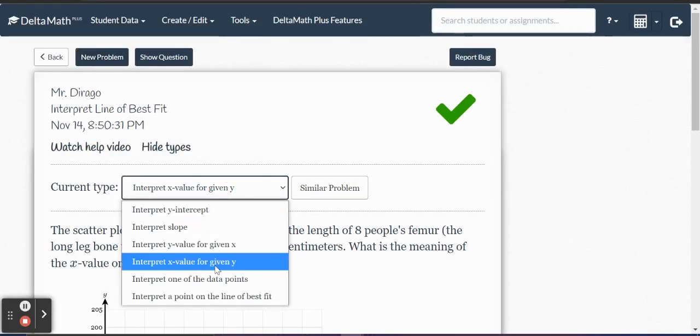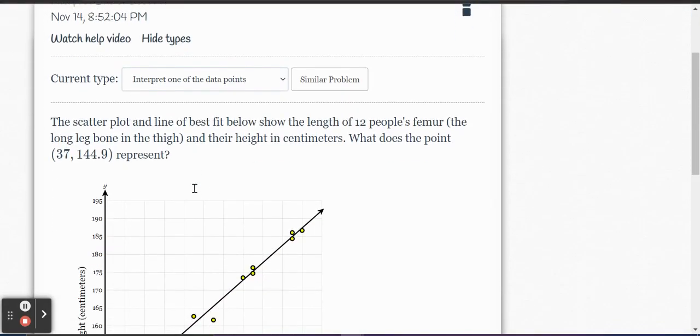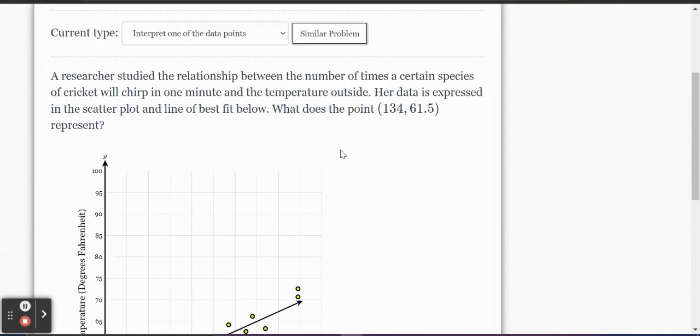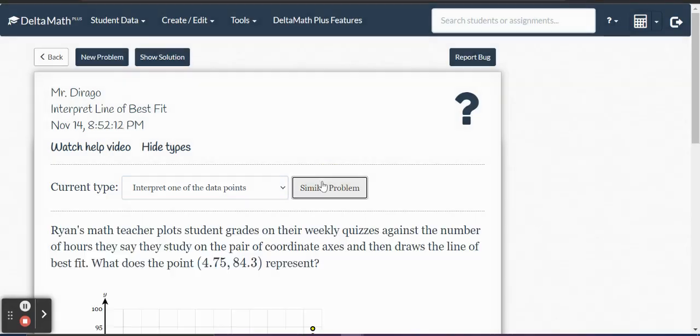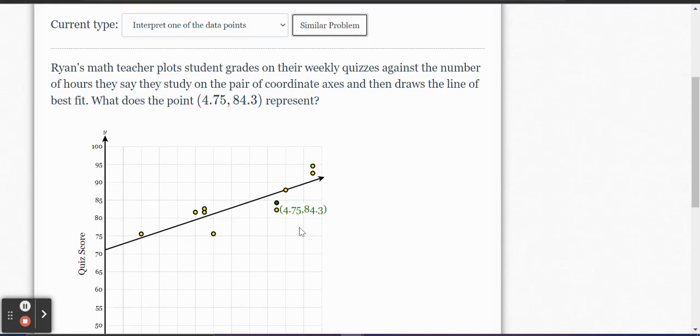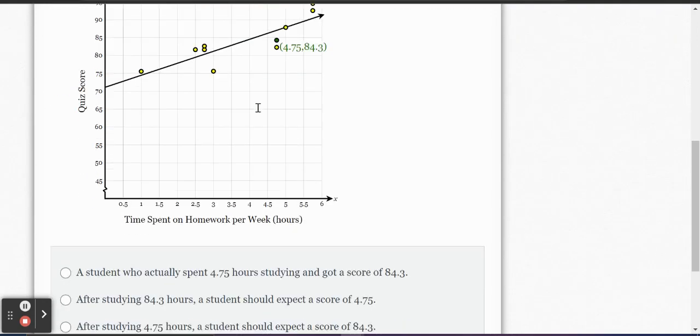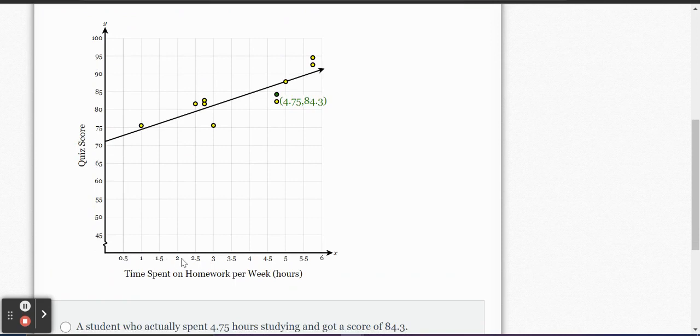We're going to interpret one of the data points. Not a femur one. Back to the math quizzes. We're trying to predict what the point 4.75, 84.3 means. We're comparing time spent on homework with the quiz score. So 4.75 is the hours spent on homework, and the 84.3 is what this person actually got when they spent 4.75 hours on homework. This is what they got in their quiz.